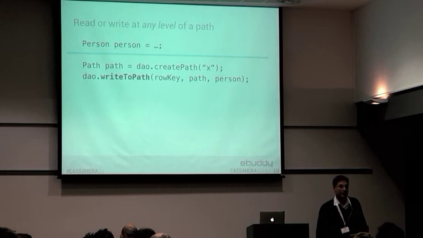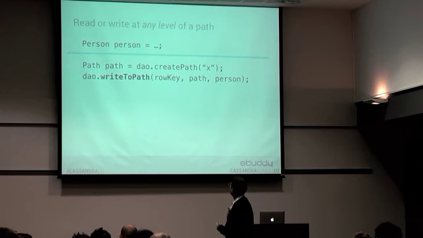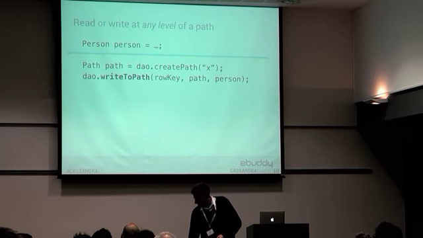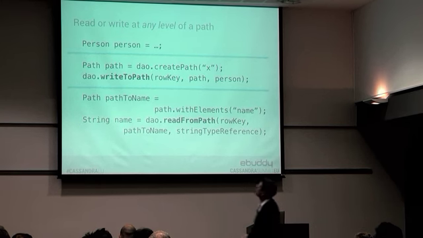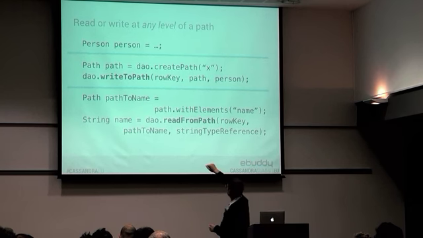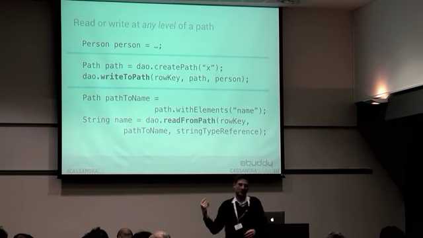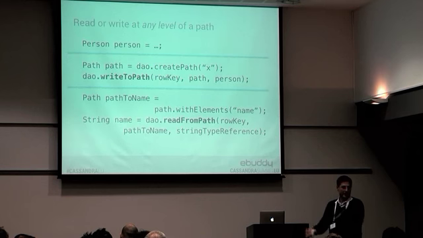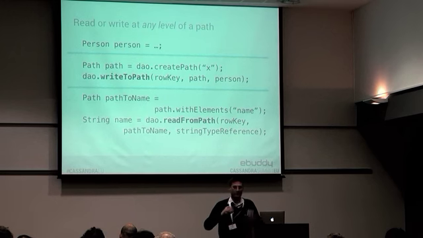So you can read or write an object at any level. Say you're writing a person object at path X. Then you could read just the name of that person by concatenating the name element to the path, so you get the path X/name, and then just read from that path, and you just get the name of that person. So you can do that at any level.